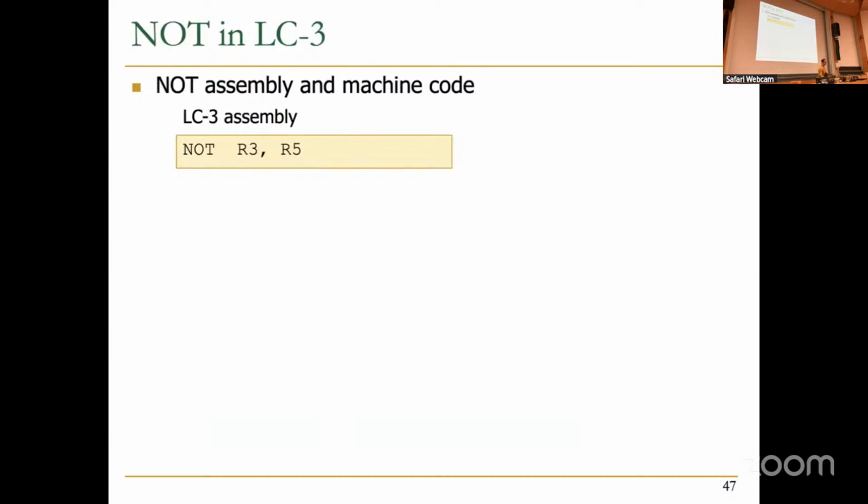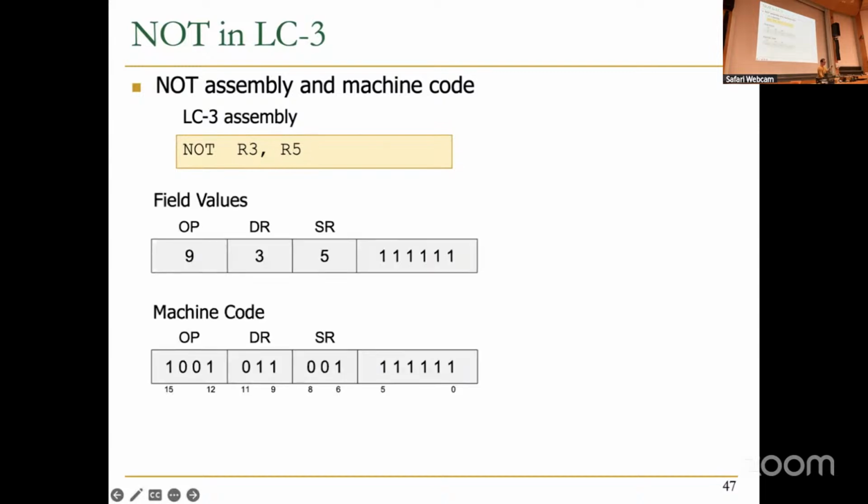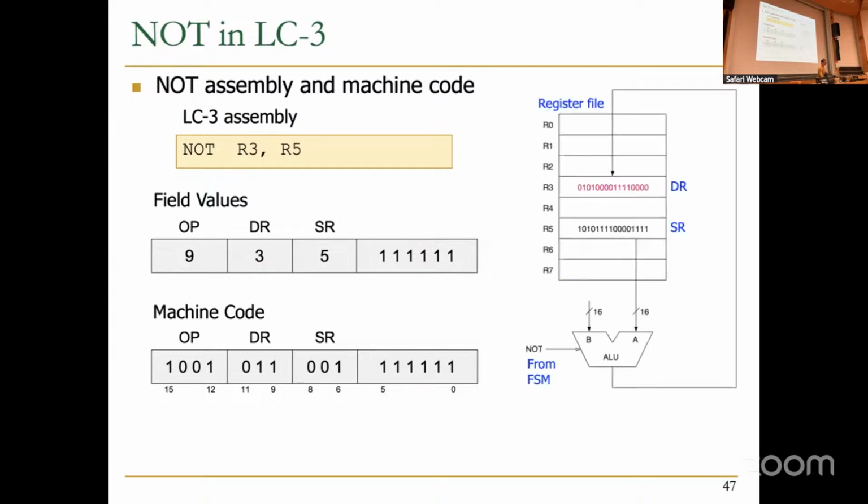This is NOT in LC3. You basically take the NOT of R5, store the value in R3. And again, we've gone through a similar exercise. You can figure this out easily by looking at the LC3 manual, which is your book. And NOT is an easy operation.